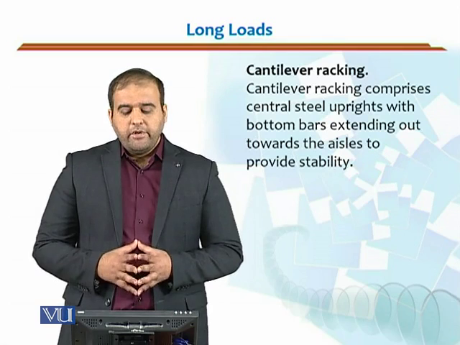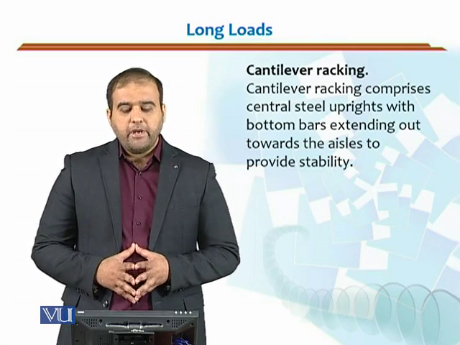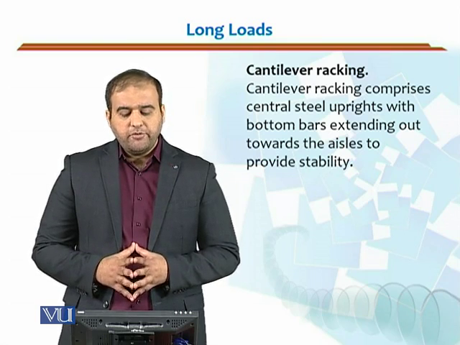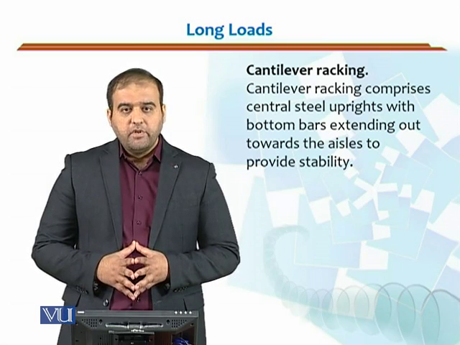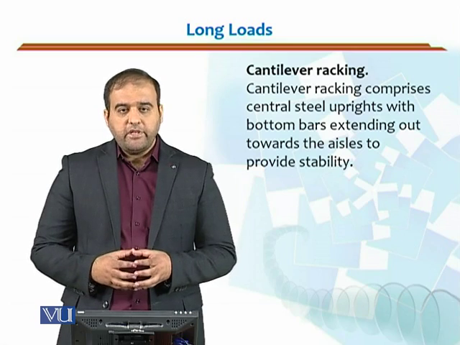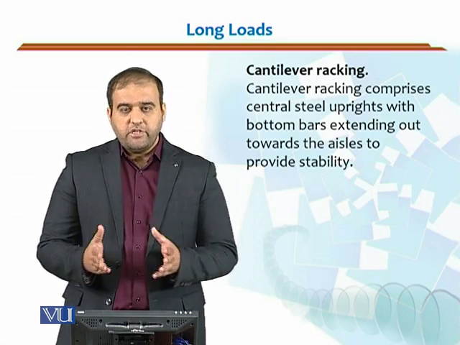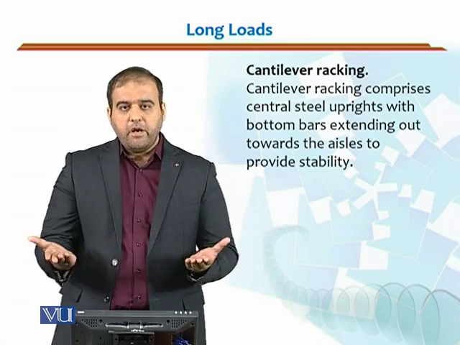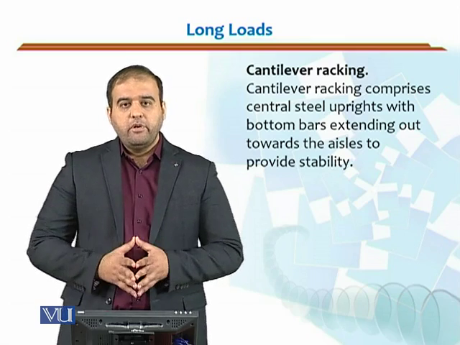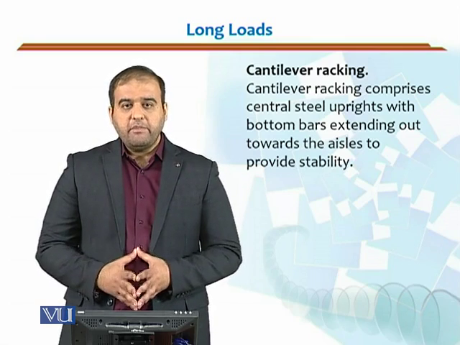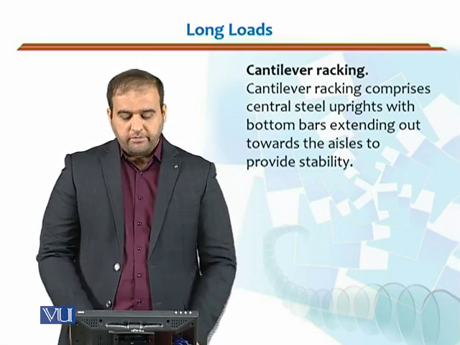Then we have cantilever racking. Cantilever racking comprises central steel uprights with bottom bars extending out towards the aisle to provide stability. So cantilever racking would have central steel uprights, and there would be bars extending out from them. The steel and bars provide stability, and it would be used for lifting by means of different truck attachments.